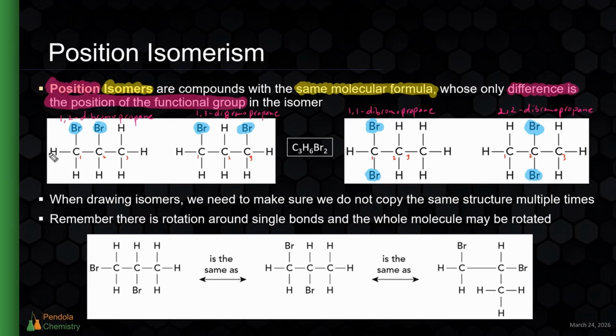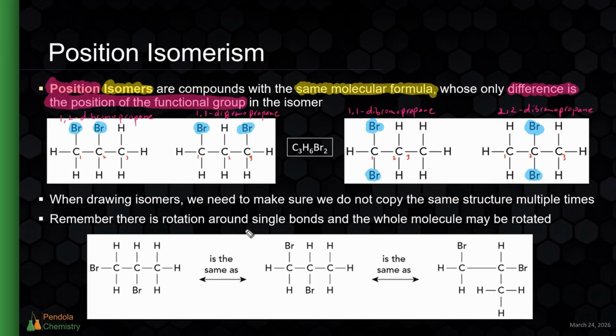We do need to be careful that we do not copy the same structure when we write positional isomers, because you will be asked, for example, we might be given this chemical formula and be asked, draw all of the positional isomers of this compound. And you will need to be careful you do not draw the same isomer twice.